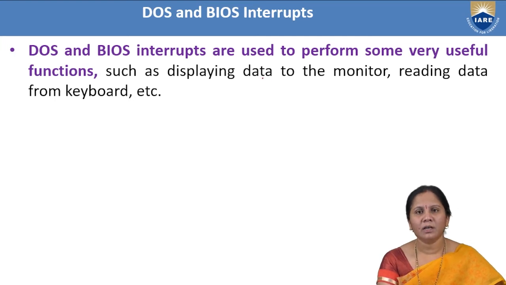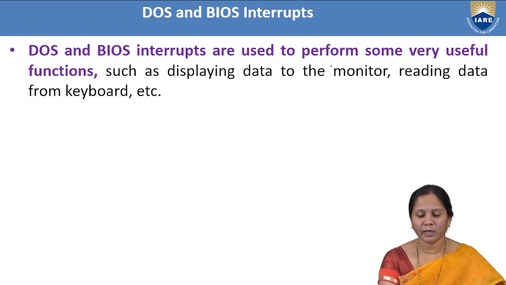Next, what is the purpose of these DOS and BIOS interrupts? They are very useful in order to provide special functions. Generally, a computer takes input from the keyboard, mouse, and it uses output devices like the display, that is the monitor. So let us see in these DOS and BIOS interrupts how to operate the keyboard, mouse and monitor with the help of these interrupts.